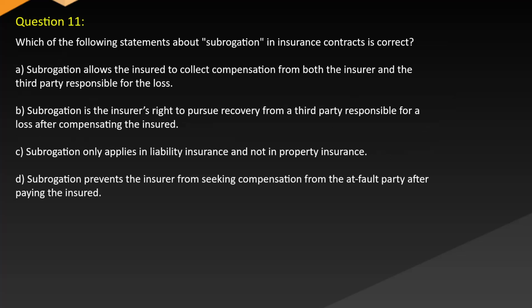Question 11. Which of the following statements about subrogation in insurance contracts is correct? A. Subrogation allows the insured to collect compensation from both the insurer and the third party responsible for the loss. B. Subrogation is the insurer's right to pursue recovery from a third party responsible for the loss after compensating the insured. C. Subrogation only applies in liability insurance and not in property insurance. D. Subrogation prevents the insurer from seeking compensation from the at-fault party after paying the insured.